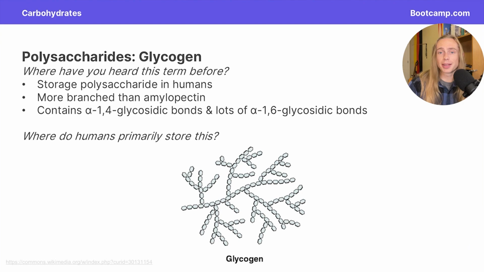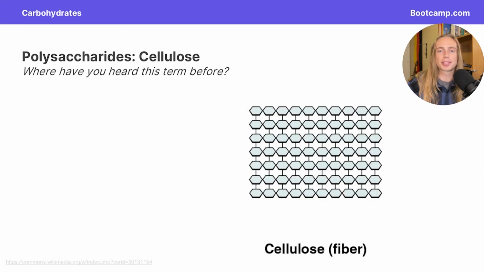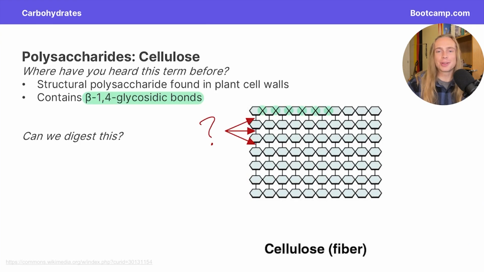Do you remember which organs are associated with glycogen storage? And perfect. So glycogen is found stored within the liver and our muscle cells. The next polysaccharide we will discuss is cellulose. Where have you heard of this term before? And nice, hopefully you recalled that cellulose is a polysaccharide that's found within the cell walls of plants and is used for structural support. Cellulose contains beta-1,4 glycosidic bonds.